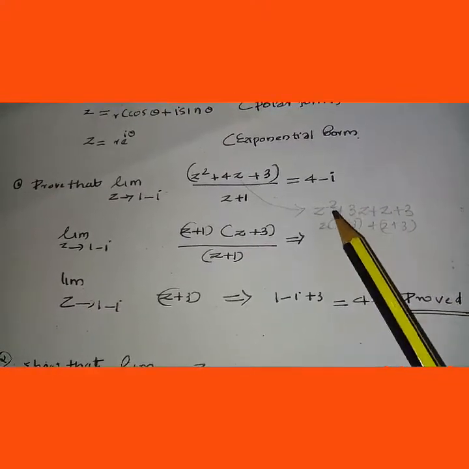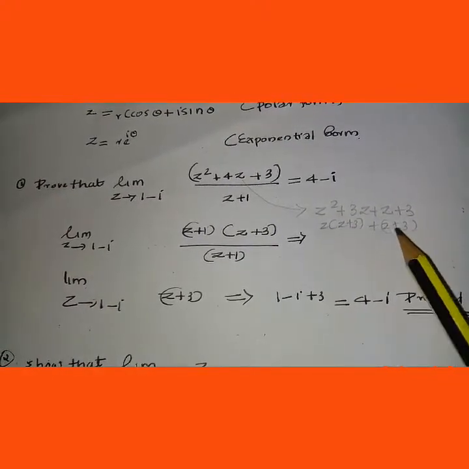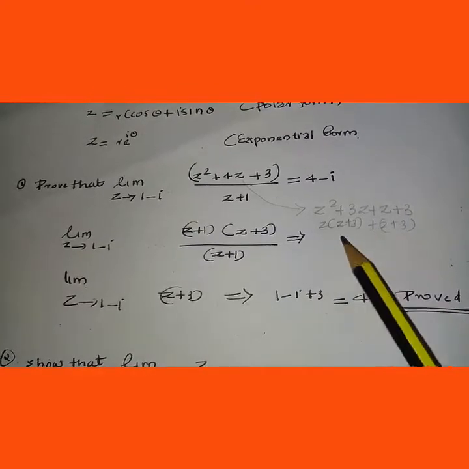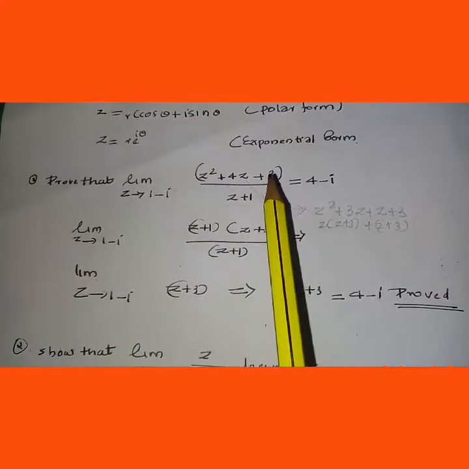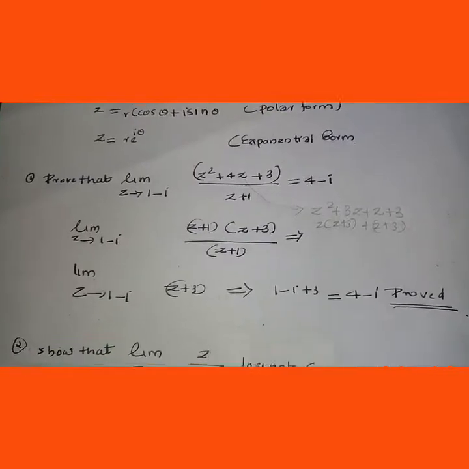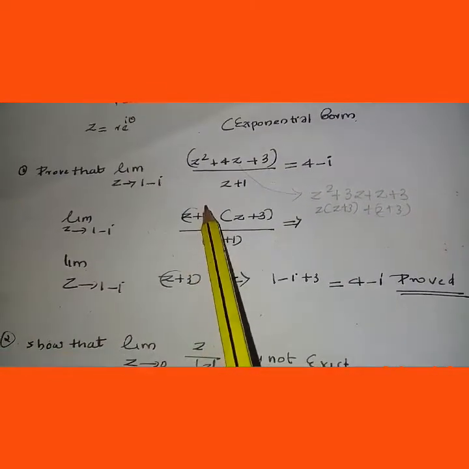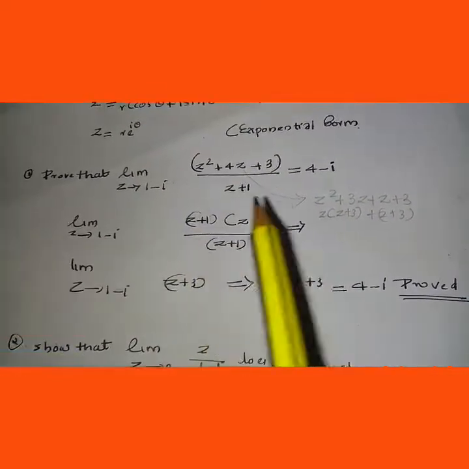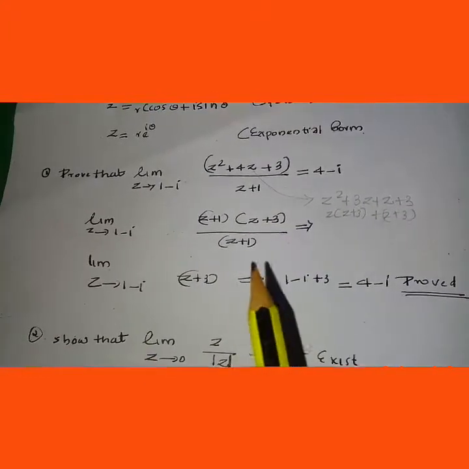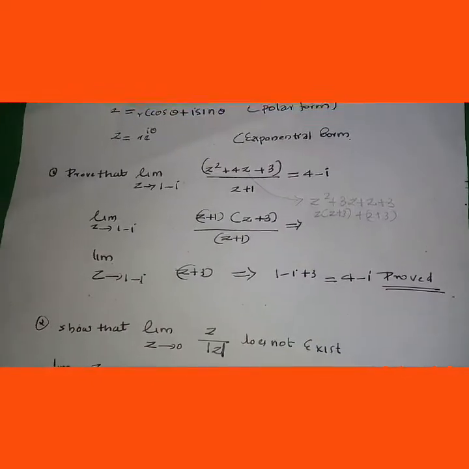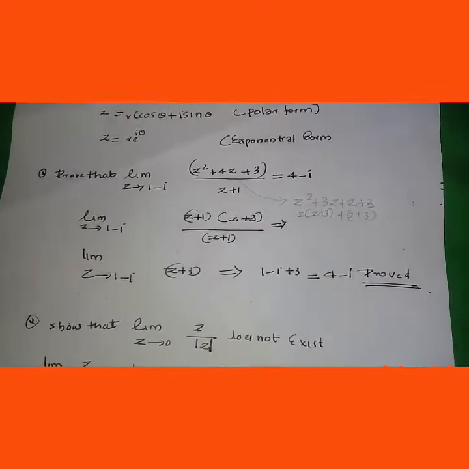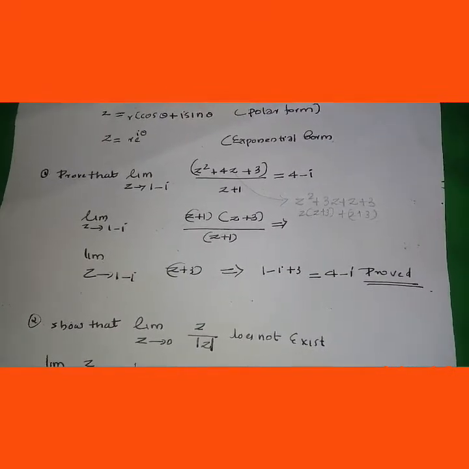We can take z common from the first two terms, z into (z plus 3), plus (z plus 3). We can take z plus 3 common, so we get (z plus 3) into (z plus 1). So we get the factorization of this equation as (z plus 1) into (z plus 3) divided by (z plus 1). So we can cancel the same term from numerator and denominator and we get the z plus 3 term. So we can substitute z is equal to 1 minus i and we get 4 minus i as the answer. So the answer is ready.